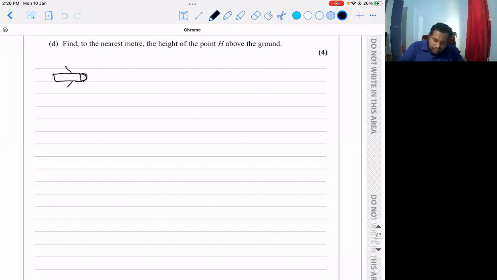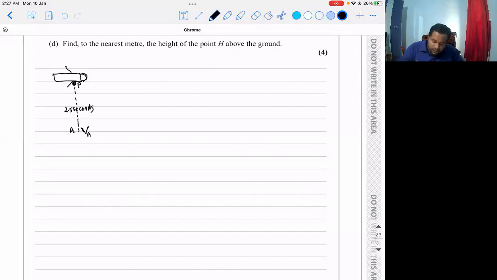From this helicopter, a parachutist P is falling up to 2.5 seconds. So he attains a speed at this point. I'm just marking this point as A. He attained a speed of VA.